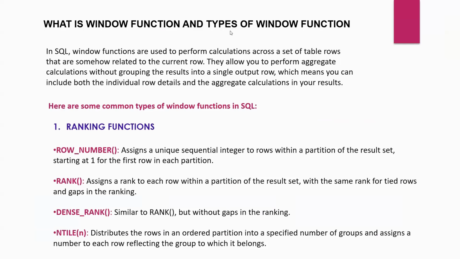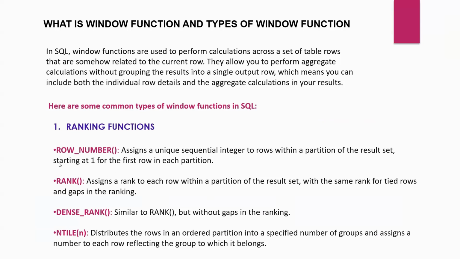What is a window function and what are the types of window functions? In SQL, window functions are used to perform calculations across a set of table rows that are somehow related to the current row. They allow you to perform aggregate calculations without grouping the result into a single output, which means you can include both the individual row details and the aggregate calculation in your result. Here are some common types of window functions, that is, ranking functions. What is a ranking function? ROW_NUMBER assigns a unique sequential integer to rows within a partition of the result set, starting at 1 for the first row in each partition.